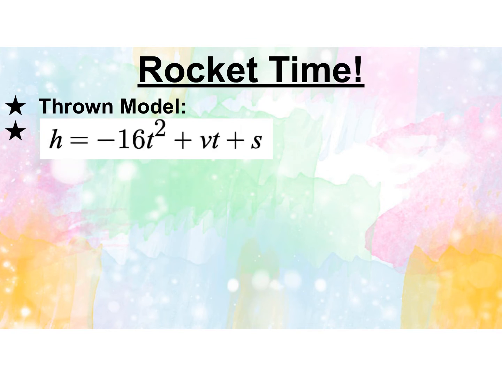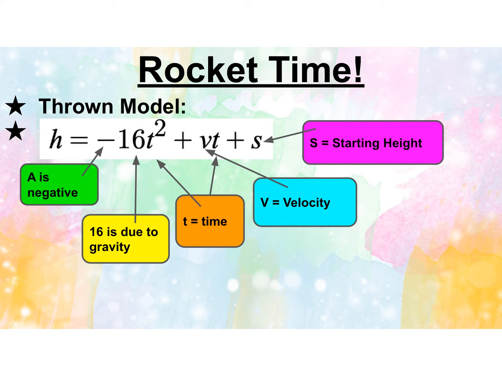So let's look at what each of those means. Notice that the 16 is negative. That negative 16 is always going to be in there, and it's negative because the parabola is opening down. The 16 is due to gravity in feet per second. The t is time, the v is velocity, that's usually going to be given, and then s is the starting height. That leaves h to be the ending height.